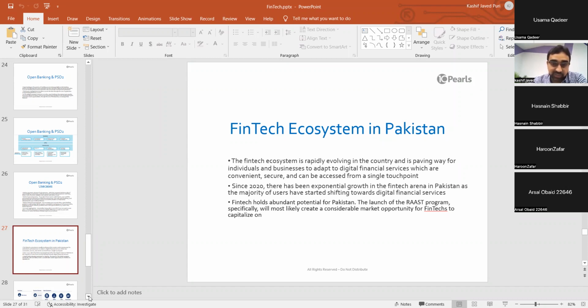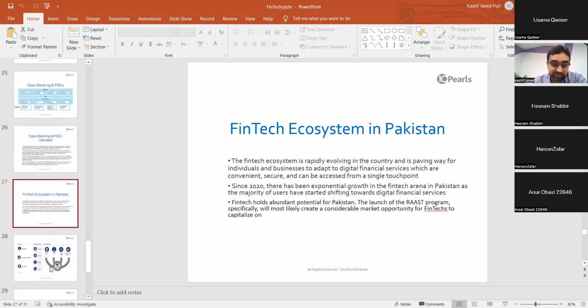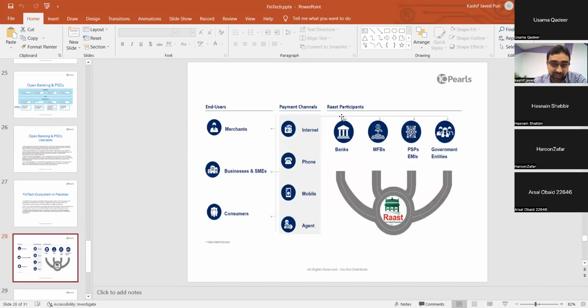Then recently, State Bank also introduced RAAST, which is also going to change this industry, because with the help of RAAST, we can not only deal with the banks, we can make investments in mutual funds, pay our monthly installments, and pay our taxes, all without any additional cost. So this is going to be a huge step from the government side to promote this financial industry.